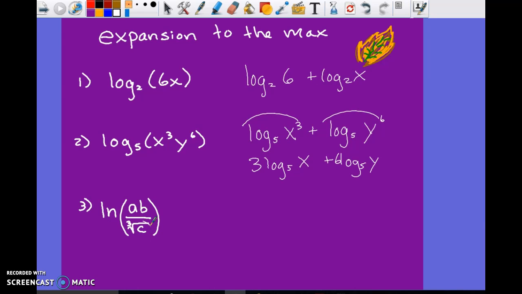And so I'm going to rewrite this problem to be ln of a times b all over c to the 1/3, right? So it's power over root. So I'm going to write that as a fraction. Now I have all three properties happening at once. So I'm going to do ln a plus ln b minus ln c to the 1/3.